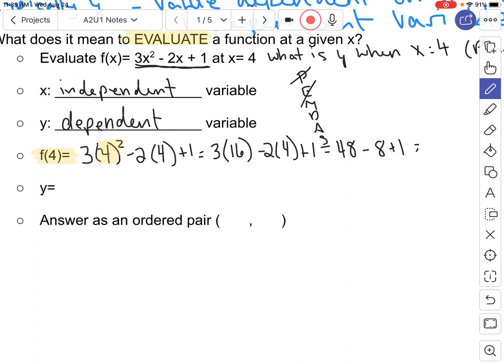And then there's no division, so adding and subtracting. 48 minus 8 is 40, plus 1 is 41. So y equals 41. And your answer as an ordered pair, remember, an ordered pair is always x, y. So what is x? What is y when x equals that? x is 4, y is 41 when x equals 4. That is how you answer that. So y equaling 41 is dependent on x equaling 4.